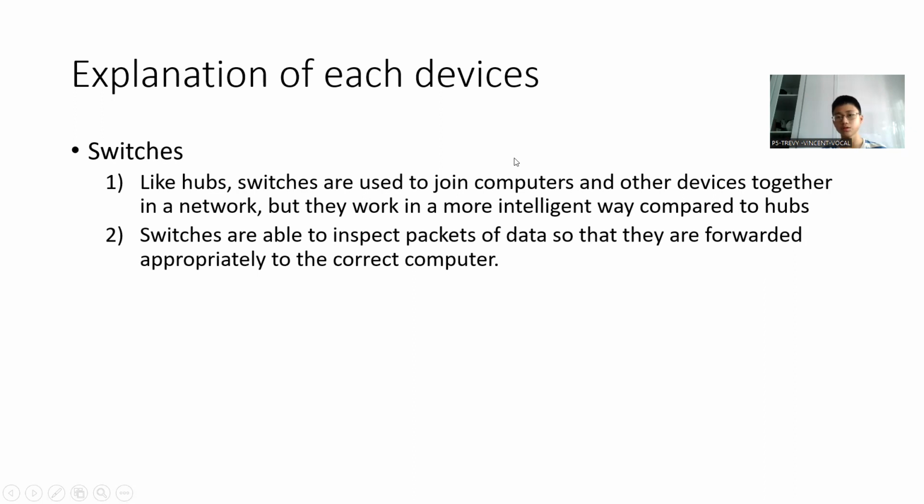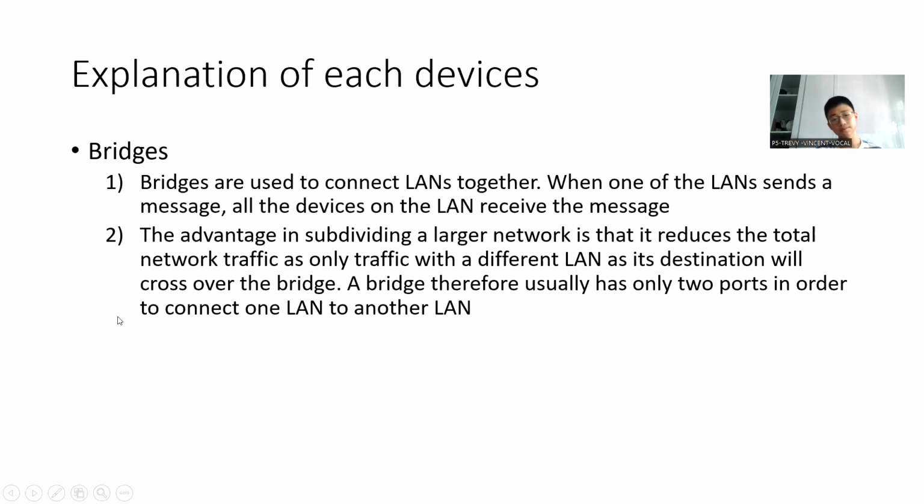switches are used to join computers and other devices together in the network, but they work in a more intelligent way compared to hubs. They are able to inspect packets of data so that they are forwarded appropriately to the correct computer. Now, bridges. Bridges are used to connect LANs together.